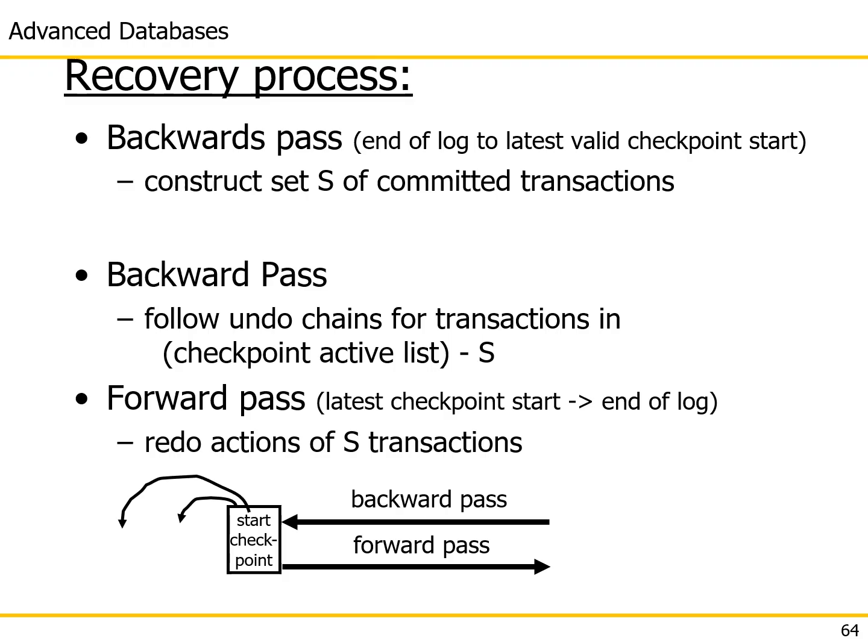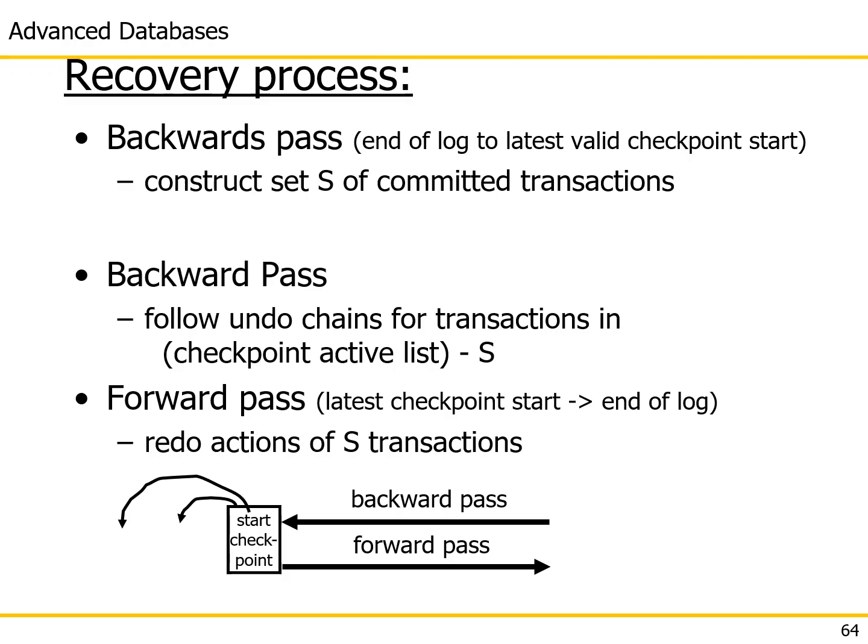So the recovery for undo redo logs is I'm going to do 2 passes, a backward pass and a forward pass. Let me read it. It says backward pass, end of log to latest valid checkpoint start, and then you construct a set of committed transactions. The backward pass will follow an undo chain for transactions, which is the active list minus the committed set. The forward pass is the reverse. This is basically combining everything we've discussed before, so I don't think I need to elaborate on it more.